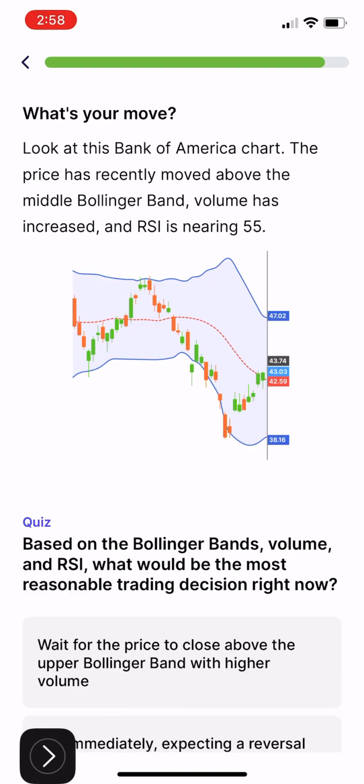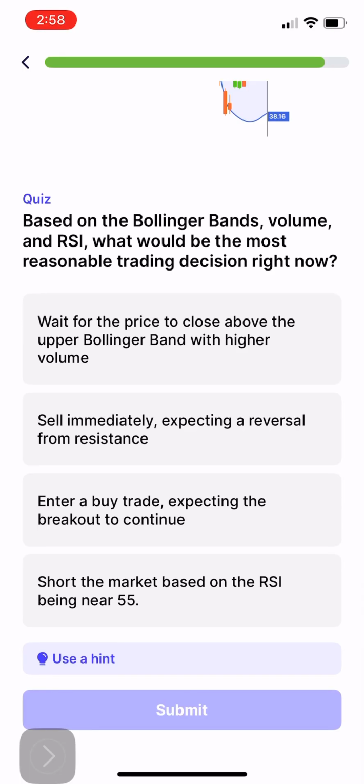What's your move? Look at this Bank of America chart. The price has recently moved above the middle Bollinger Band. Volume has increased, and RSI is nearing 55. Quiz: Based on the Bollinger Bands, volume, and RSI, what would be the most reasonable trading decision right now?